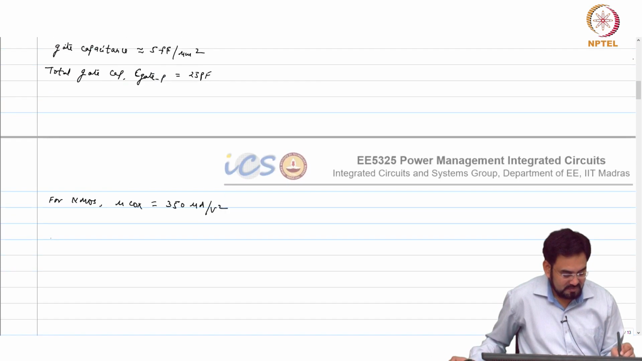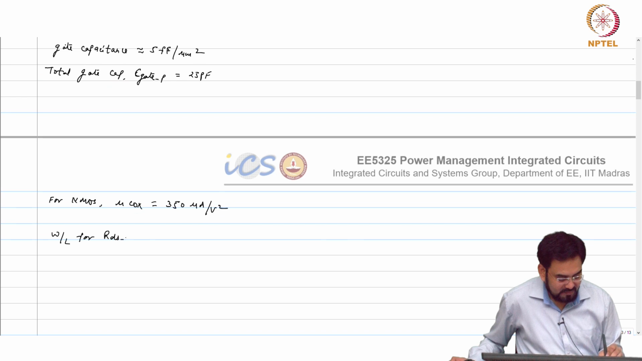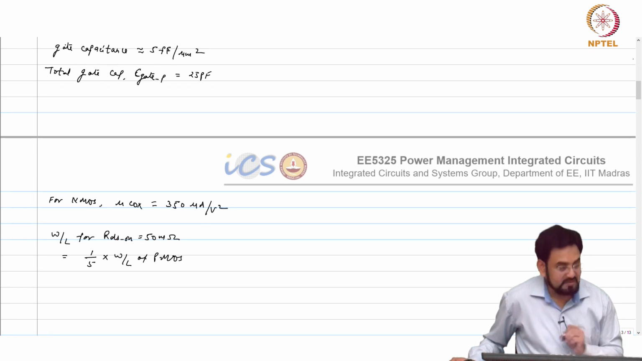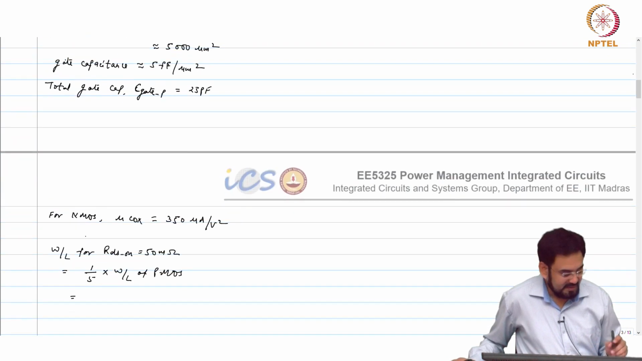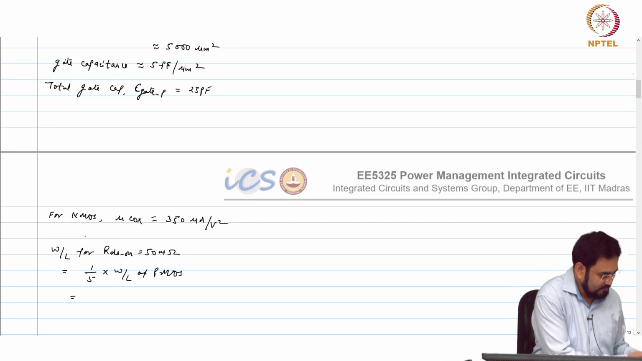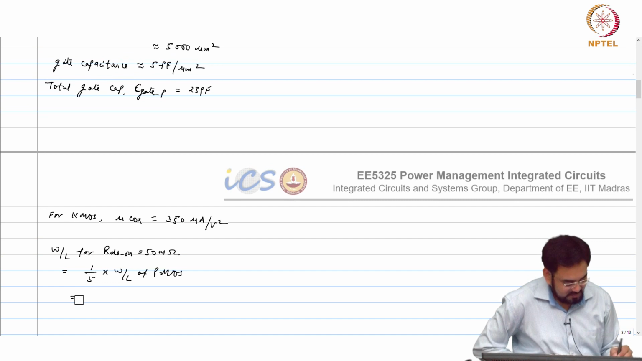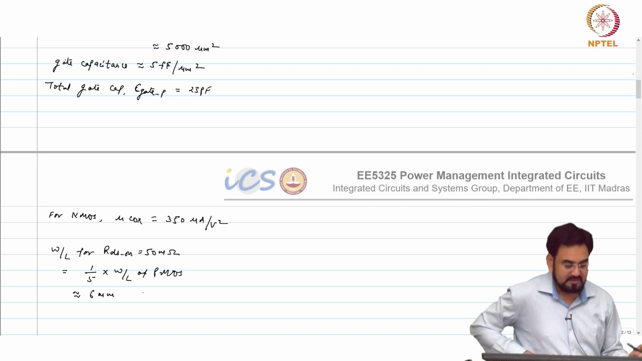So, W by L for RDS-on equal to 50 milliohm will be 1/5 times W by L of PMOS. So, 28.8 divided by 5, 6. So, approximately I write 6 millimeter. Okay.